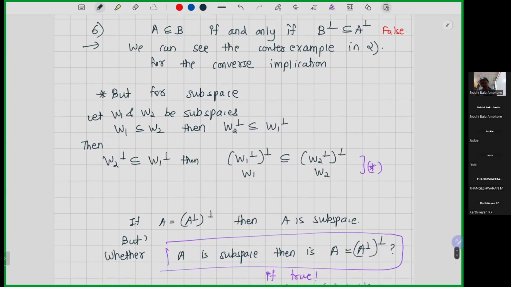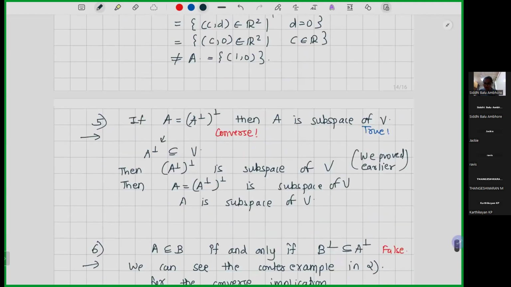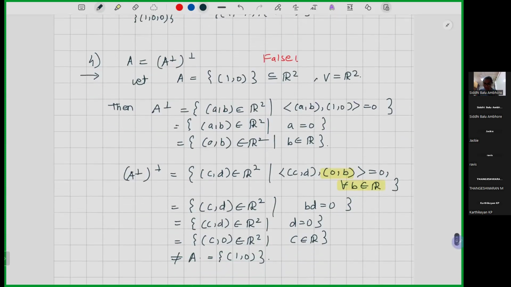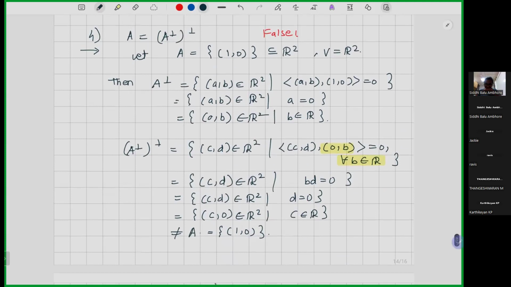No, I think that is false. It is false. Can you please, sir, give me a counter example? It would be really great. Your counter example from the previous problem. Okay, 5. Take it. Okay. A is a subset of R2.